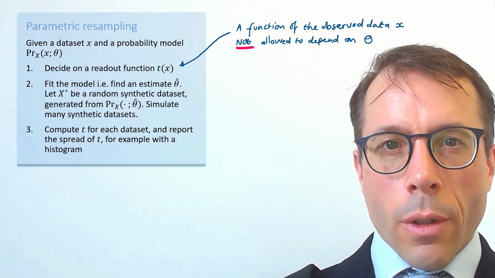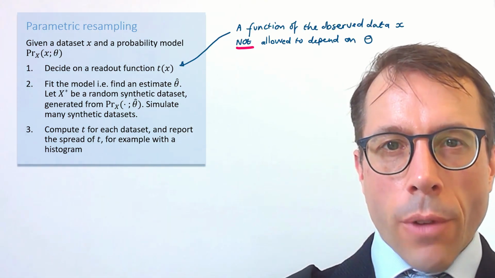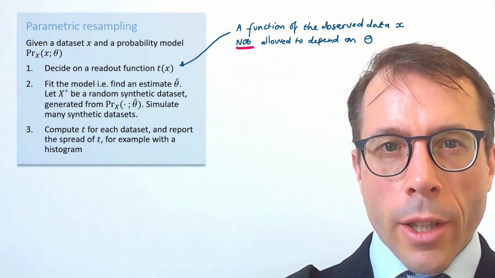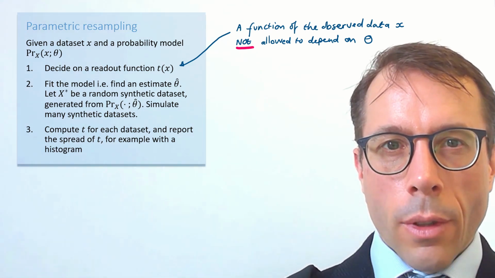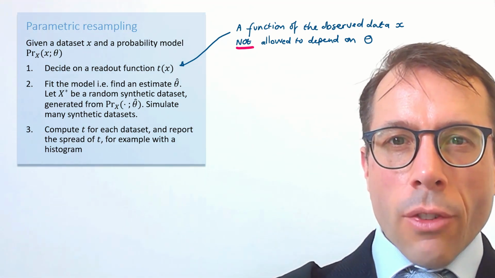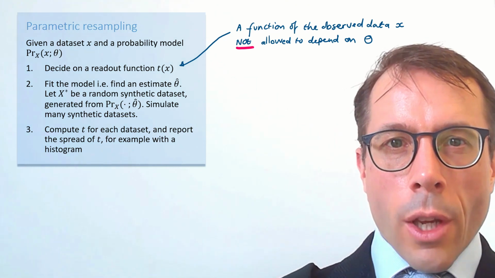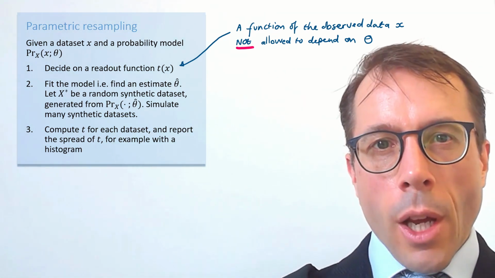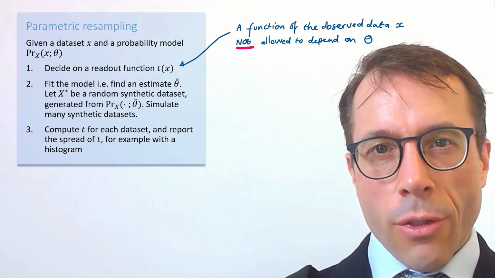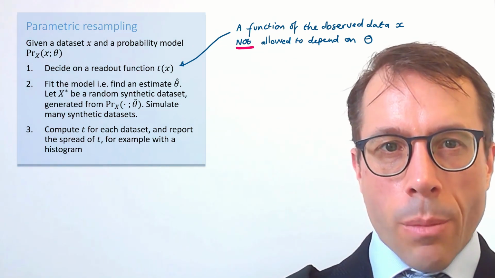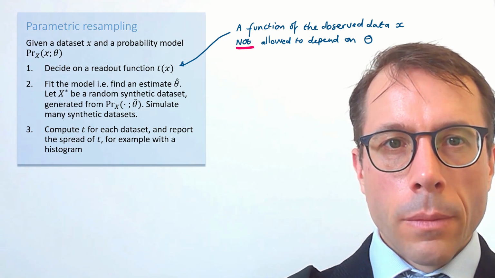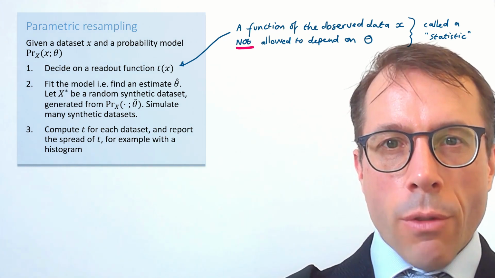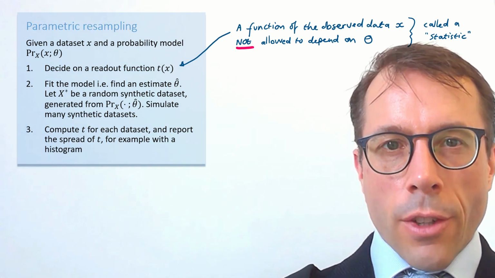There's just one thing I want to stress here. Our readout function, let's call it T, has to be a function of the observed data, something you can compute given the data. It's not allowed to depend on unknown parameters. I'm stressing this because it's a common mistake I see in exam answers. You're asked to measure the uncertainty in a parameter estimate, you're rushed for time, and you don't notice that your readout function depends on things that you don't know and that you can't compute. A readout function like this, something we can compute given the data in front of us, is called a statistic.